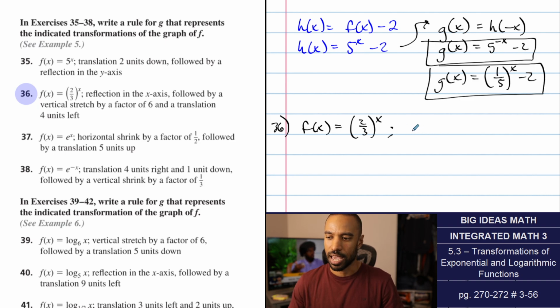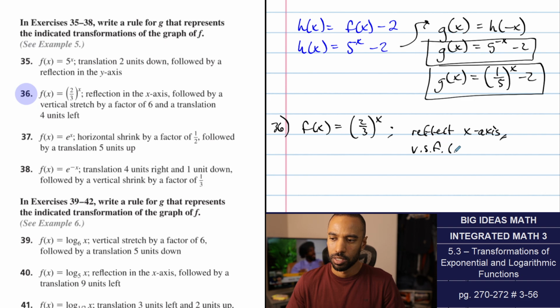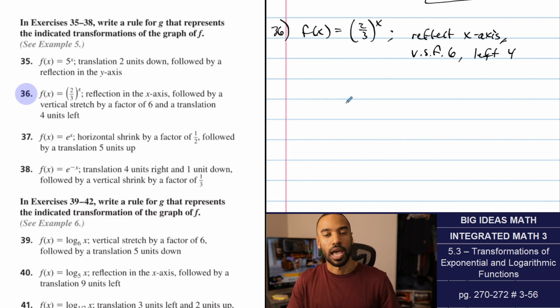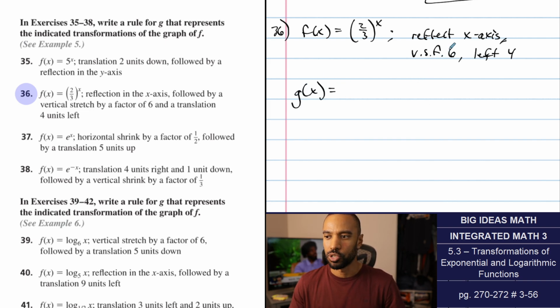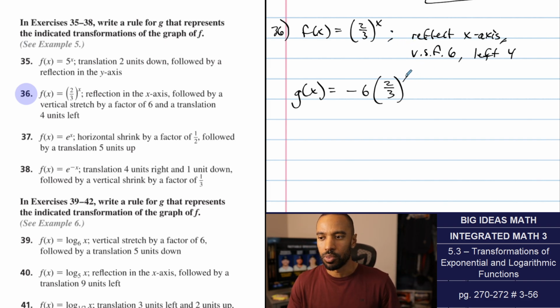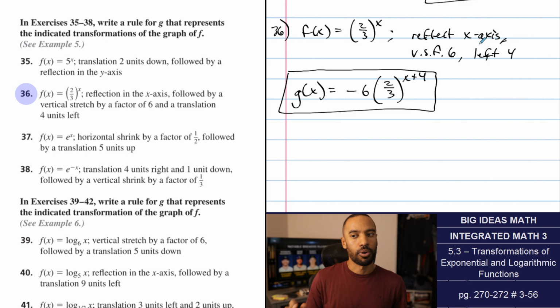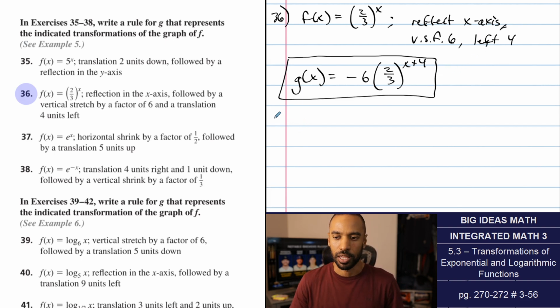We're going to reflect in the x-axis, followed by vertical stretch by a factor of 6, and then a translation 4 units left. I feel like I can do all of these in the same step if you want to give it a shot. This g of x, the reflection in the x-axis is making the outside negative, and vertical stretch factor by 6 means negative 6. So we got to do negative 6 times this here, followed by left 4 on x, that's f of x plus 4. So the x gets replaced by x plus 4, and that's what that one's going to look like there. So no one thing had to go before the other when it comes to order. Nothing affected it. That one looks good on that.